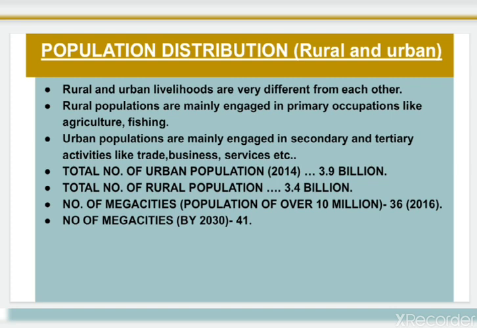Here some data I have mentioned. Total number of urban population in 2014 was 3.9 billion. The total number of rural population was 3.4 billion. The number of megacities, meaning where the population is more than 10 million. Okay, the number of megacities in 2016 was 36, but by 2030 it will be 41. It was projected.